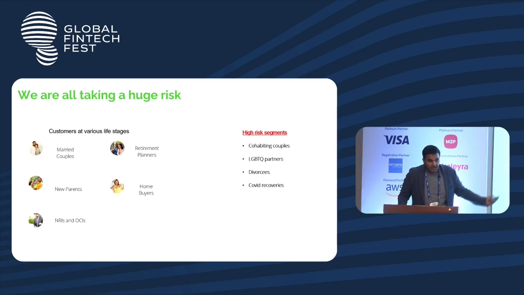And of course, there are several high-risk segments, such as cohabiting couples, the numbers of which in India is increasing at an exponential rate. People are getting married later. If you guys buy something together without a will, once again, it goes to the blood relatives. You wouldn't get anything. LGBTQ, India has 135 million people and counting, no marital rights. And of course, people who've recently recovered from COVID and are going through divorce, another huge legal hassle.